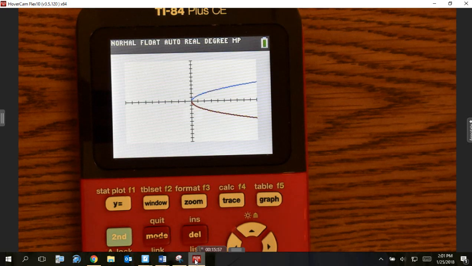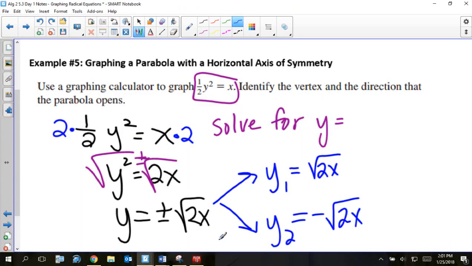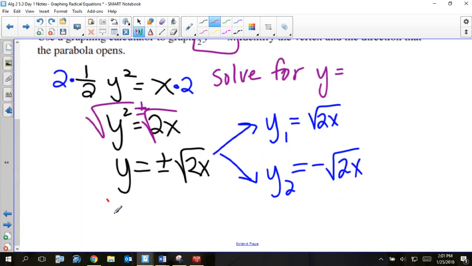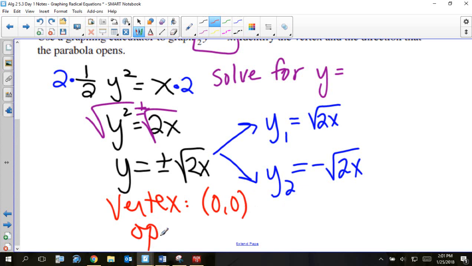Okay, now the question it asks you is, where is the vertex and which way does it open? Do you remember the vertex of the parabola? Like that center point. So where's the vertex? This one's at 0, 0. And which way does it open? And then as soon as you have that, look at the next question. I'll switch my page over once everybody catches up.